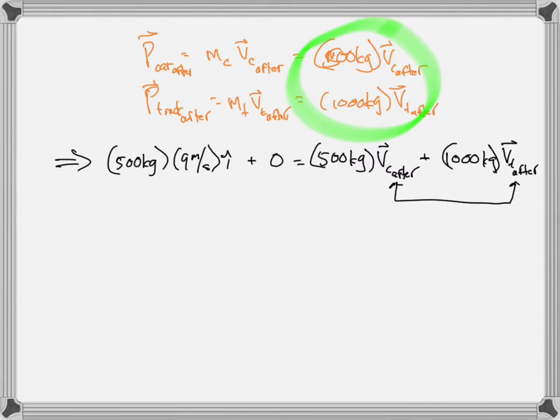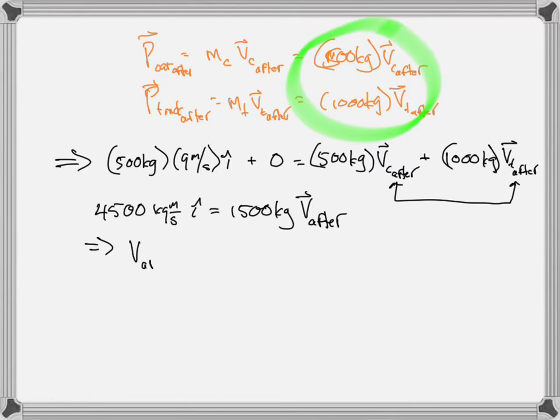And so let's multiply some numbers, 4,500 kilogram meters per second in the x direction. Got to carry your directions and your signs. Equals, these are the same, so I can factor out a 500 and 1,000, so that's 1,500 kilograms times V after. Keep the vectors, and so therefore solve for V after. V after is equal to, divide both sides by 1,500 kilograms. We get 3 meters per second.